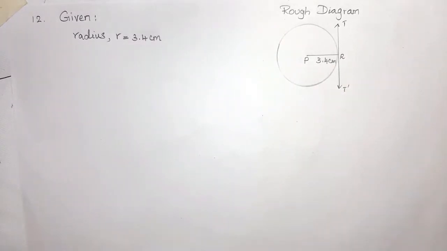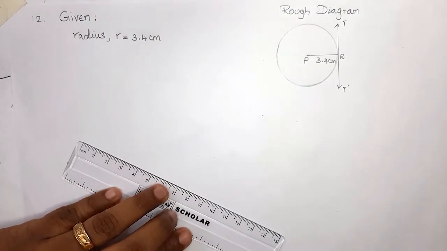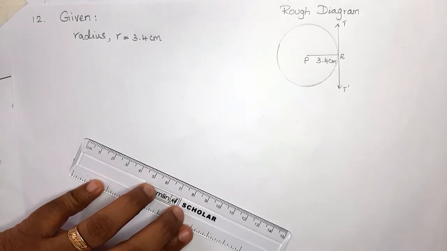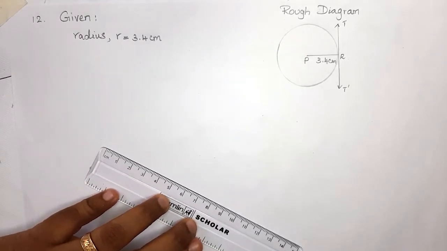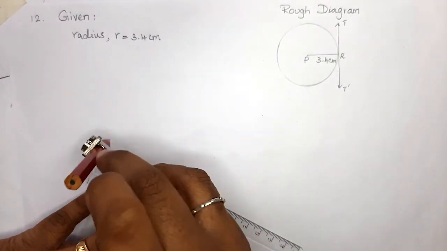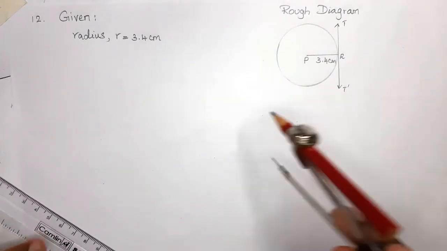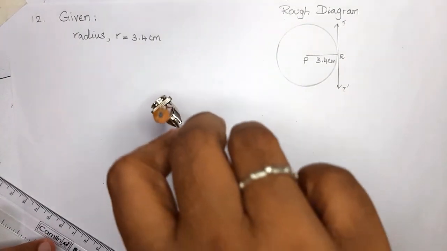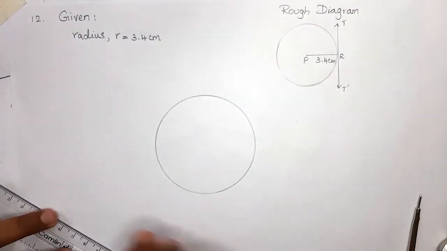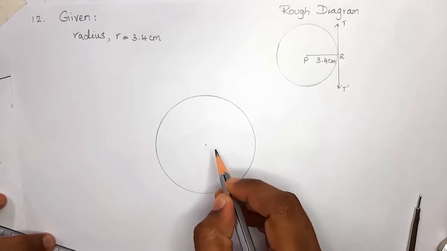Now to begin with the construction, take a ruler and your compass in order to draw a circle of radius 3.4 centimeter. Measure 3.4 centimeter in your compass and just draw a circle. The point where you place the compass needle is your center.